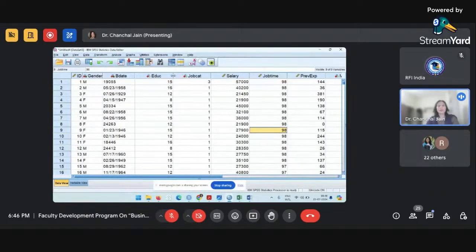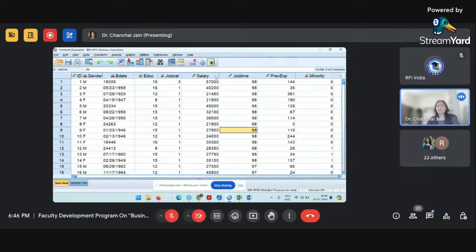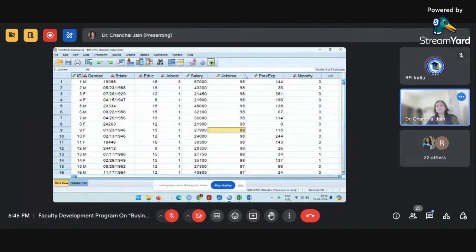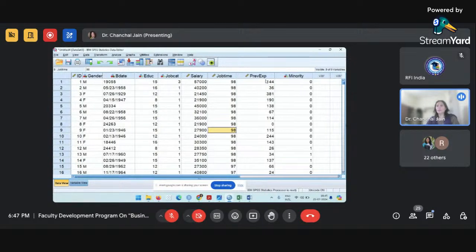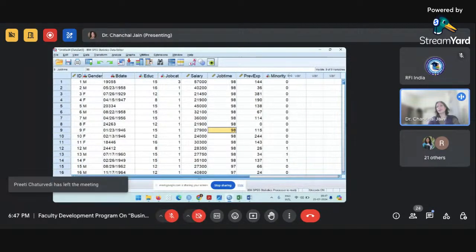Now, further, if I talk about the analysis, usually various kinds of statistical analysis are there. The very basic one is descriptive statistics. Can anyone of you tell me what you understand by the term descriptive statistics? Anyone?